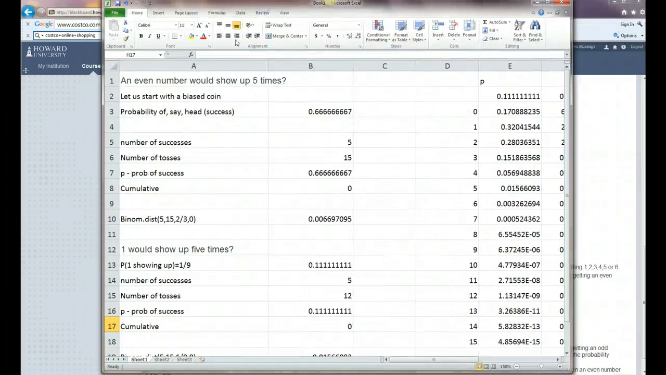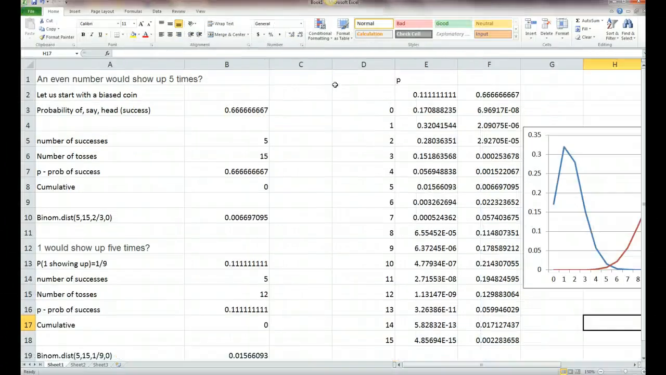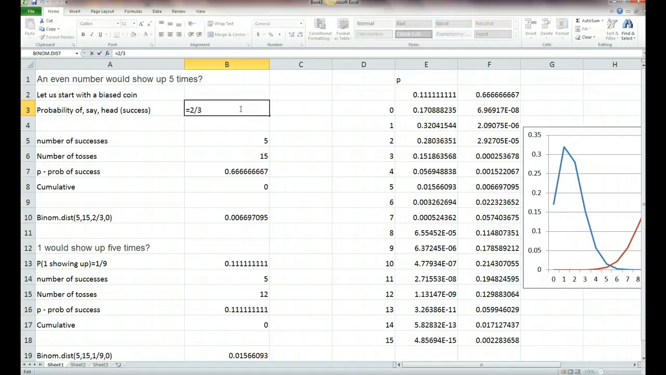Here we are starting with a biased coin. The probability of, say, an even number coming up is similar to tossing a coin, where we say either head or tail. Head is an even number, and tail is an odd number. That gives you the probability of head as 2/3, which is what I had entered, and that equals 0.67.